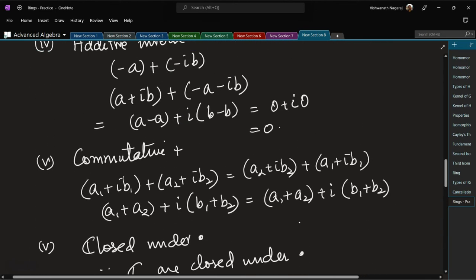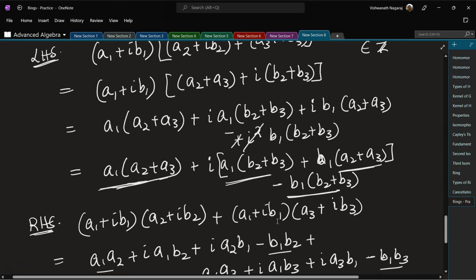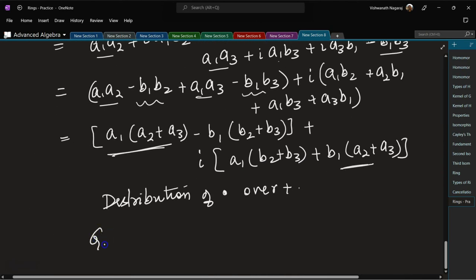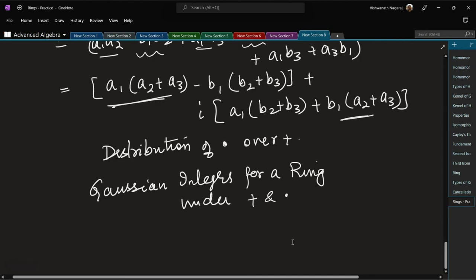So, we can take this as well. So, finally, we can say that Gaussian integers form a ring under addition and multiplication. I think that's enough for now.